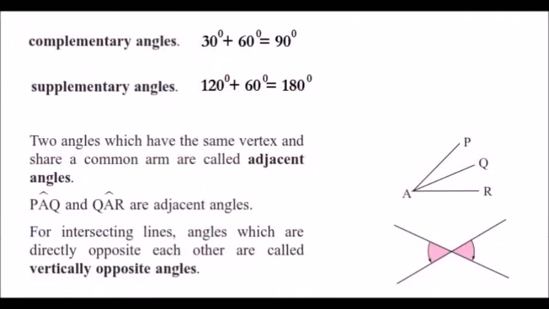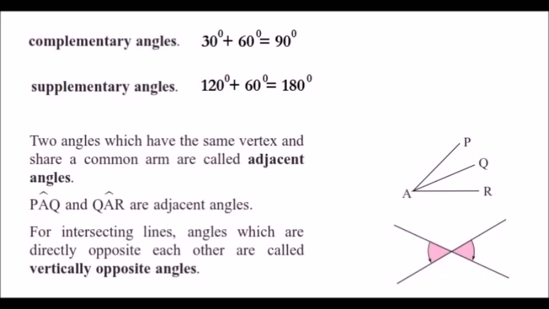Pairs of angles. Two angles with sizes which add to 90 degrees are called complementary angles. For example, the angles with 30 degrees and 60 degrees. And two angles with sizes which add to 180 degrees are called supplementary angles. For example, 120 degrees plus 60 degrees.